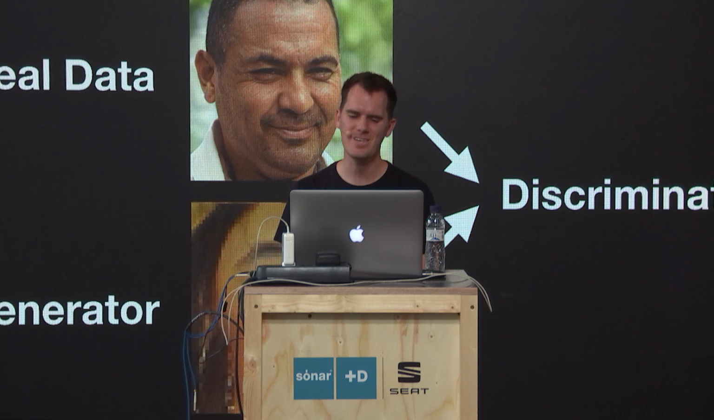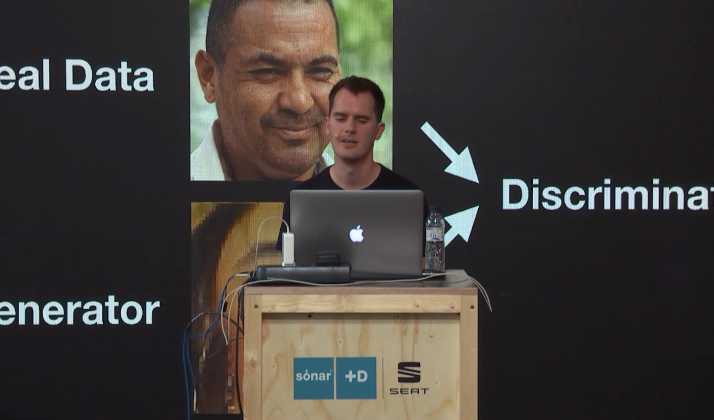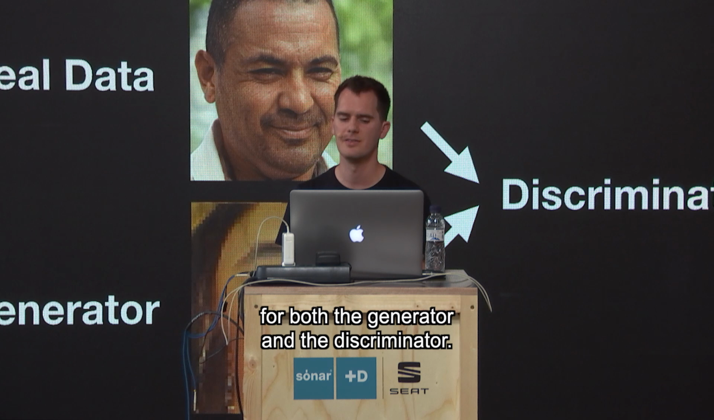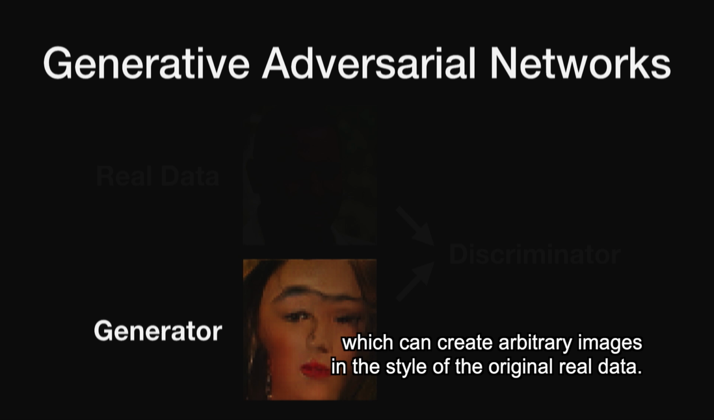So GANs are a kind of unsupervised learning algorithm. There are no labels here. We just have a bunch of data, and we're trying to create some imitation of that data. They use convolutional networks for both the generator and the discriminator. Then when you're done training this whole process, you can just drop the discriminator, and you have the generator left over, which can create arbitrary images in the style of the original real data.